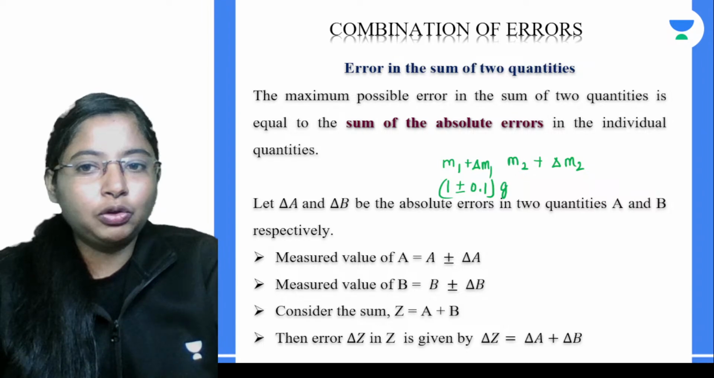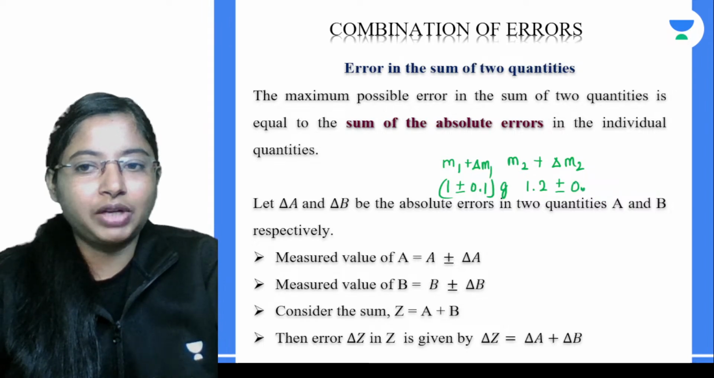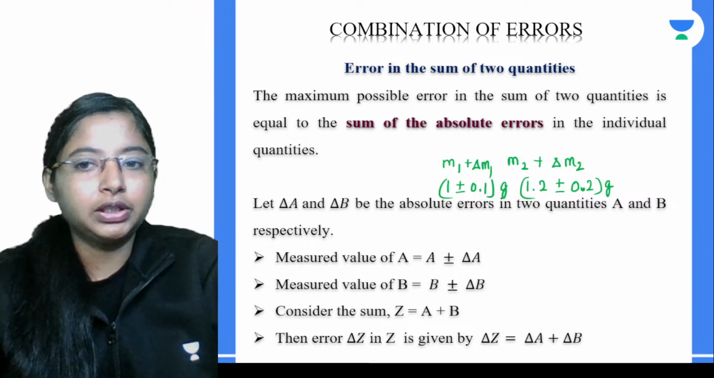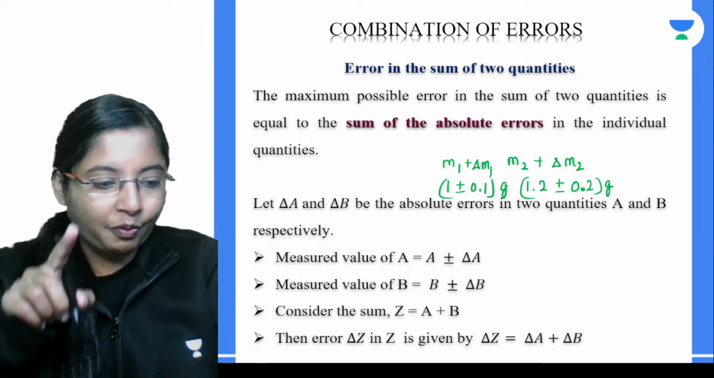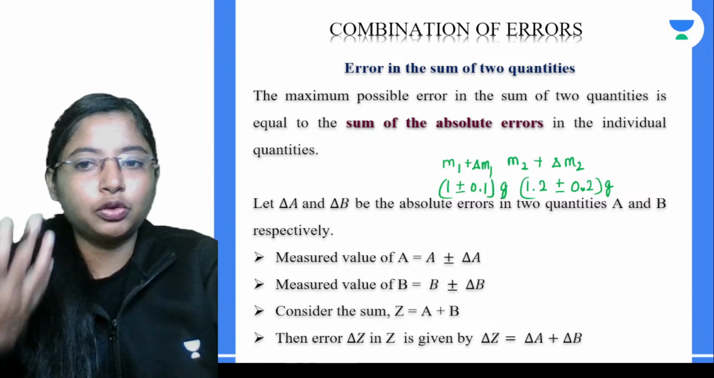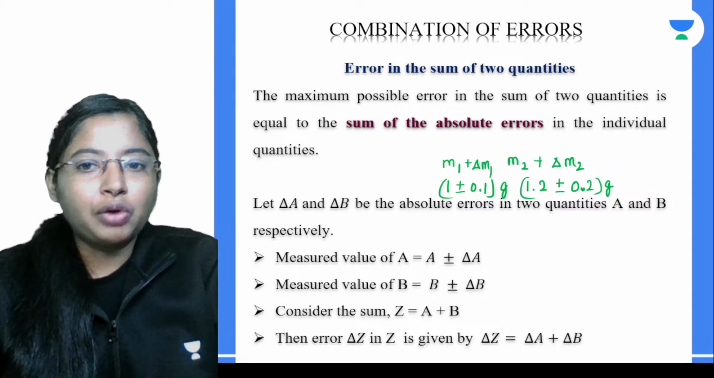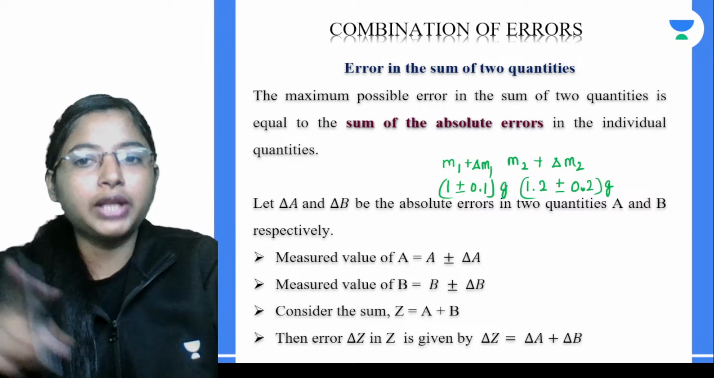M2, similarly, could be, let's say in this case you are taking 1.2 plus or minus 0.2. The error is 0.2. So the measured quantity could be somewhere in the range of 1 to 1.4. Now when you add these two quantities, there is an error term on both quantities. Now how do you find the total error?